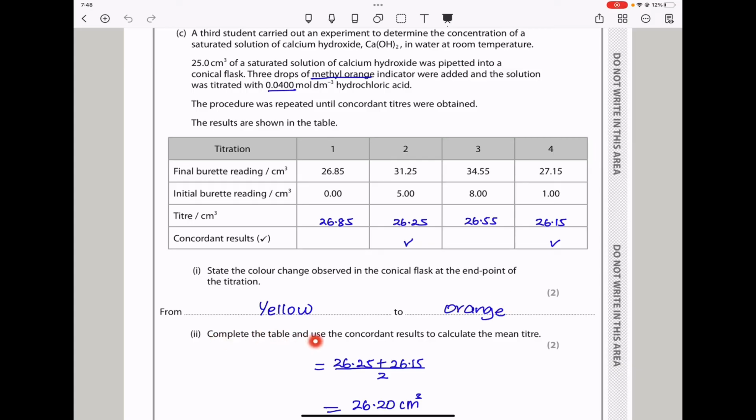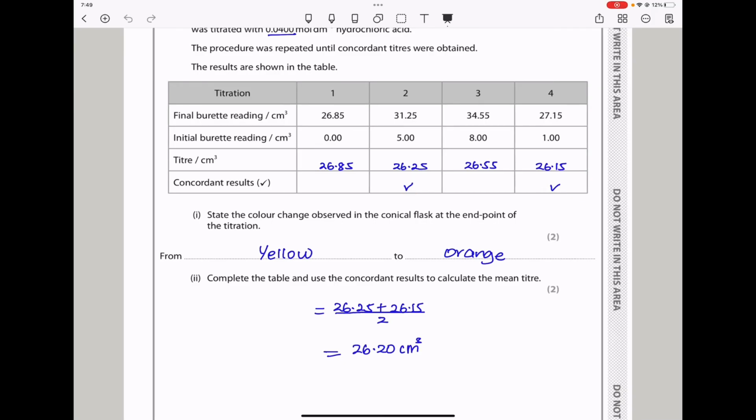And then complete the table and use concordant results to calculate the mean titer. So this value is that minus that, we get that, and that minus that, we get that. Concordant results are within plus or minus 0.2 of each other. So this result here and that result there are within that range, and therefore they are concordant, so they are the ones I ticked, and they are the ones I used here to calculate the mean titer. So the mean titer was that plus that divided by 2, which gave me this.